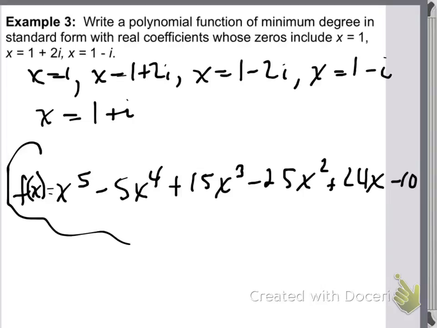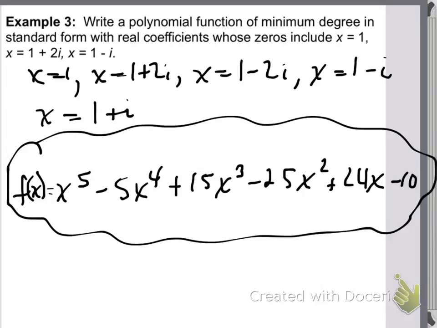Okay, so if you got f of x equaling this, then you're correct. This is the right answer. This is the polynomial written in standard form for example 3.